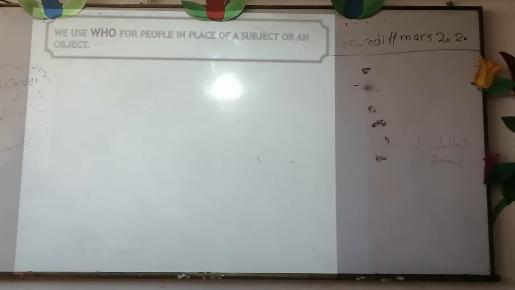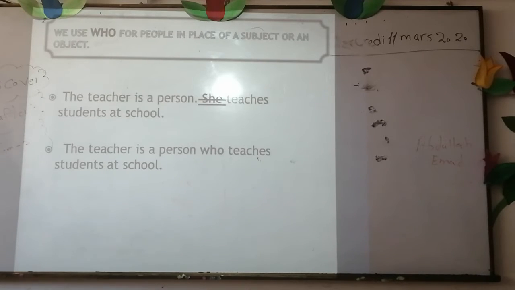We're going to start with who. We use who for people and in place of a subject or an object. For example, the teacher is a person. She teaches students at school. Now, I want to join the first sentence with the second one. What do I do?